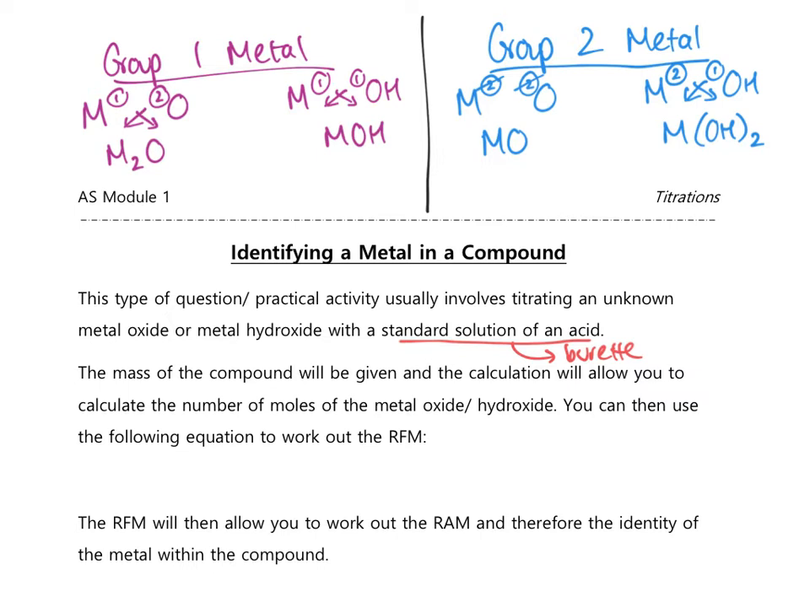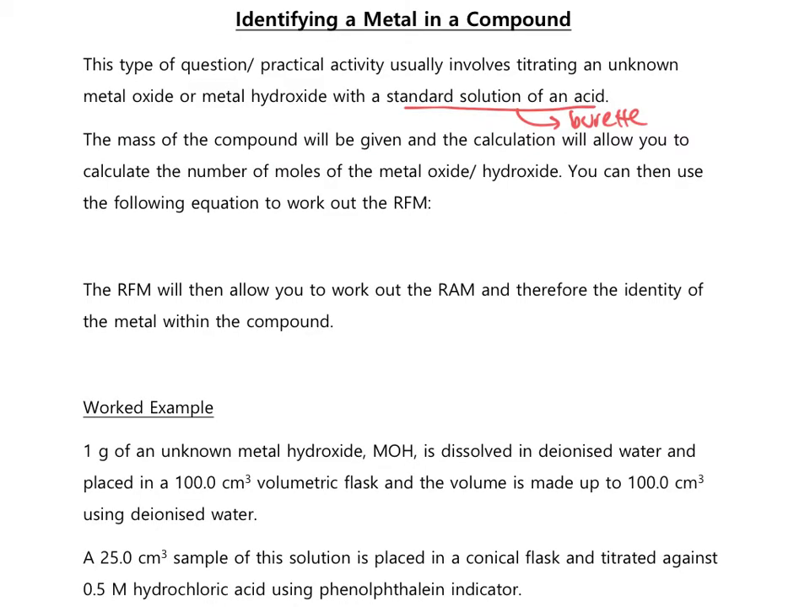So from your general formula, try and work out at the start, is it likely to be a group 1 or a group 2 metal? Because that means with your final answer, you'll be able to check and see, does that make sense? So with these questions, you'll normally start with a solid metal oxide or metal hydroxide that will then be made up into a solution. So it involves a dilution to some extent, but just essentially making up a standard solution. So you'll need to factor that into your calculations as well.